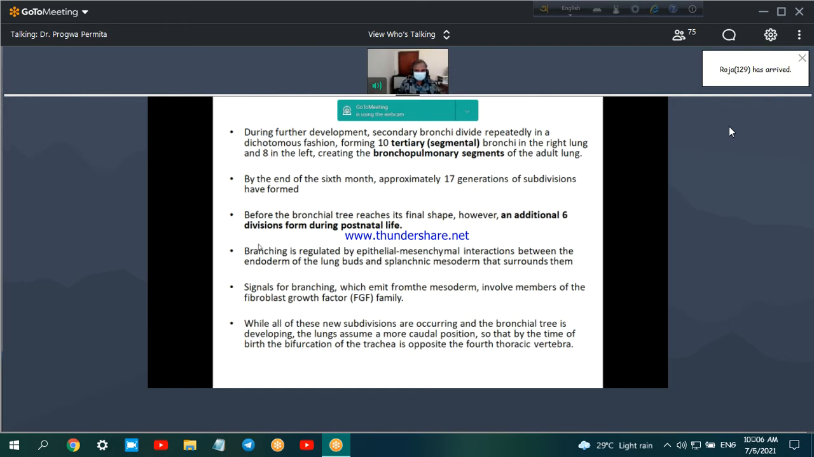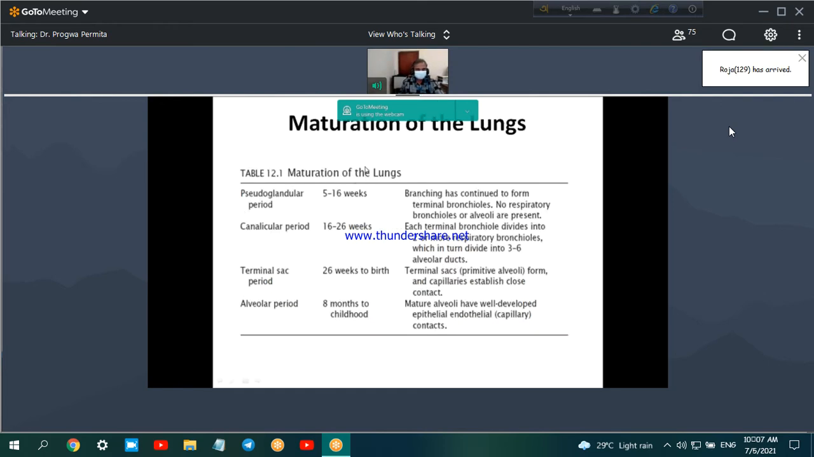Maturity of the lungs. We can divide it into several stages. First, the pseudo-glandular period during the 5th to 16th weeks of intrauterine life. Here, the branching has continued to form terminal bronchioles. No respiratory bronchioles or alveoli are present in this stage.